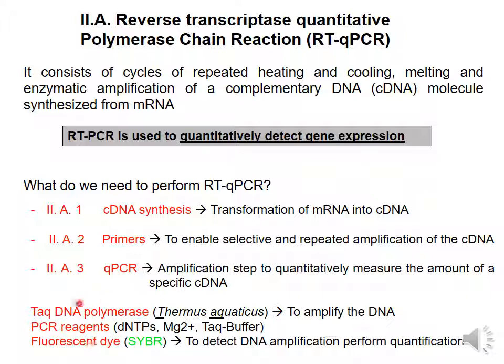qPCR is performed by the use of a Taq DNA polymerase that will amplify the cDNA, PCR reagents such as the NTPs, magnesium, and a Taq buffer, and then a fluorescent dye that is necessary to detect the DNA that is amplified, and it will be used to quantitatively analyze the amount of cDNA that is amplified.